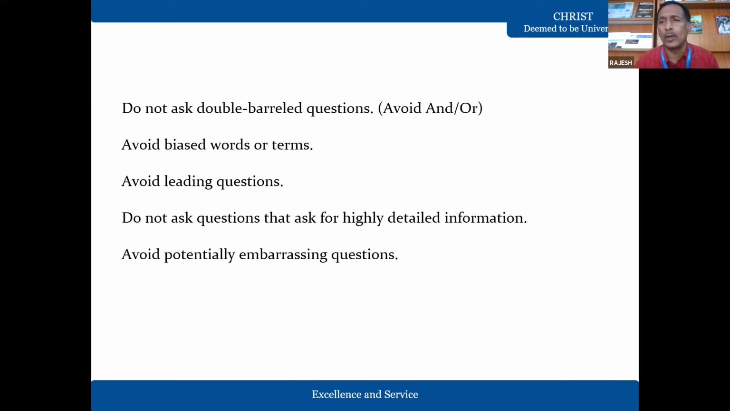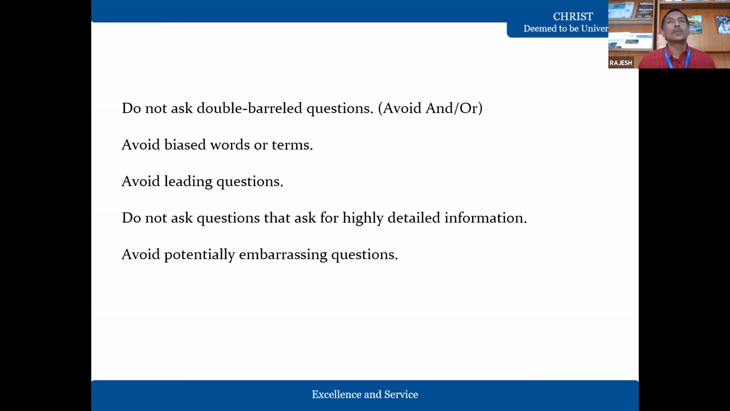Avoid leading questions. One simple, common example is, do you still smoke, or do you still drink? That means that irrespective of your answer, it implies that you are used to smoking or you're used to drinking. So that should not be used. So avoid leading questions.